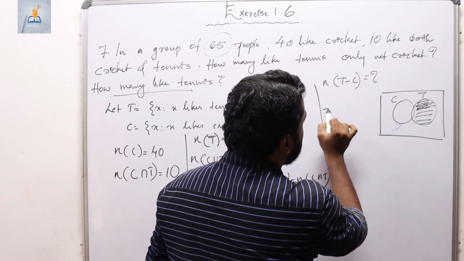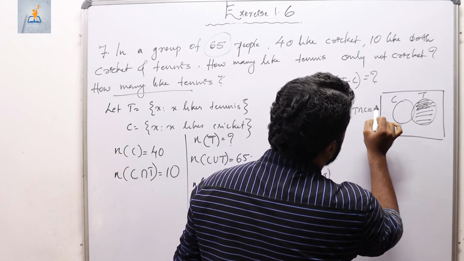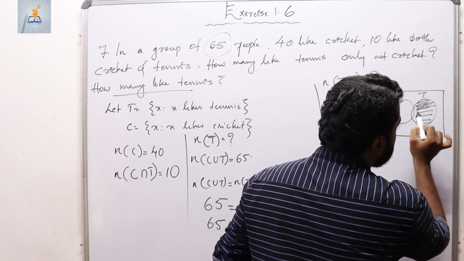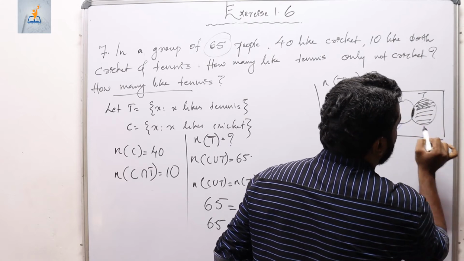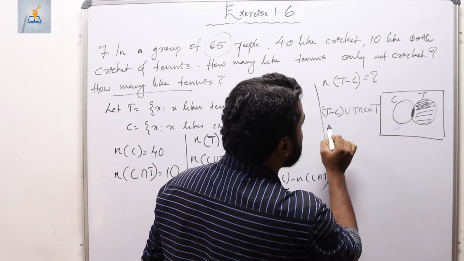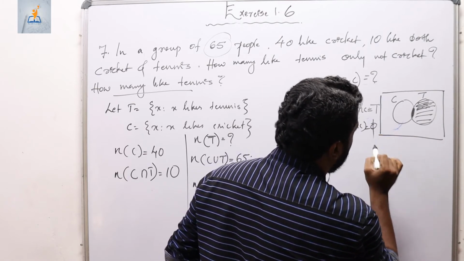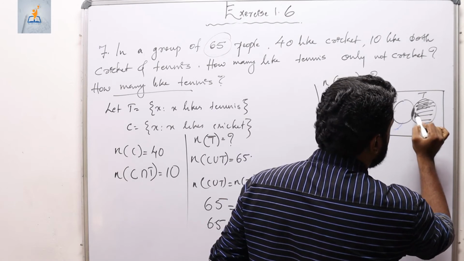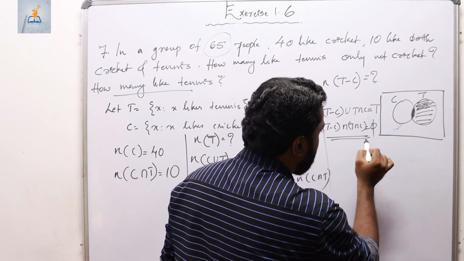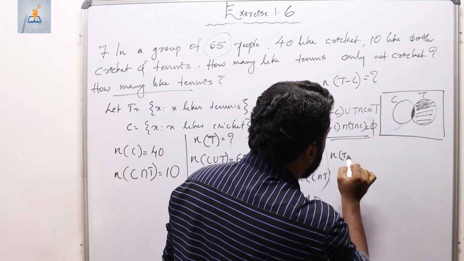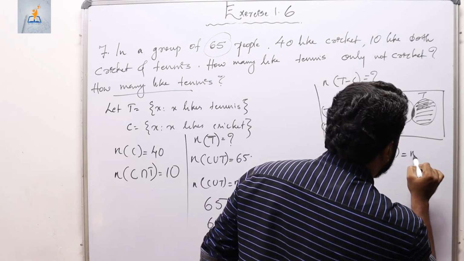Also we can see that T minus C union T intersection C is equal to what? T. See, T minus C is this area, T intersection C is this area, and the union gives the full circle which is T. Also note that T minus C intersection T intersection C is empty. So these two are disjoint, isn't it? Therefore we have n of T minus C plus n of T intersection C is equal to n of T.